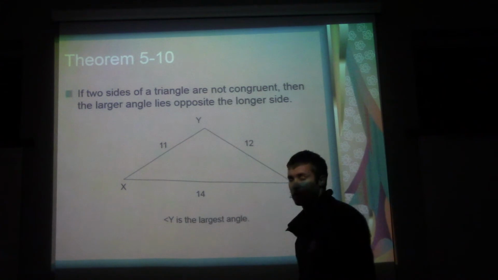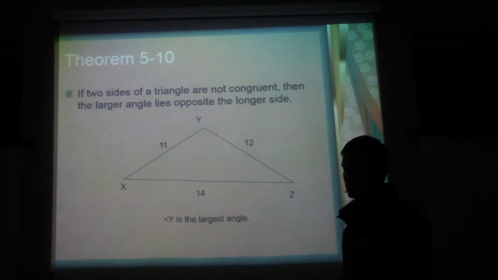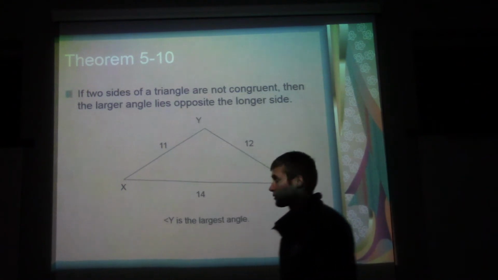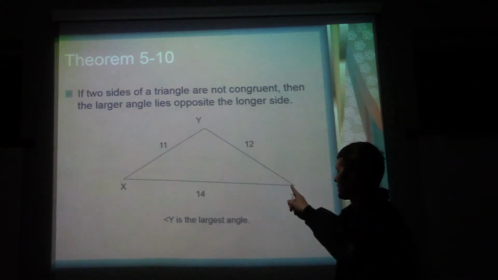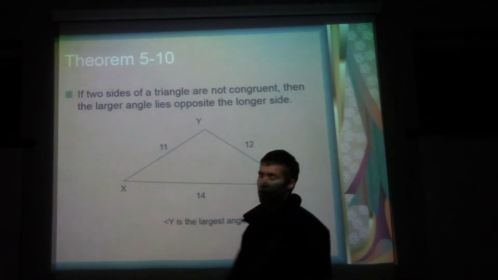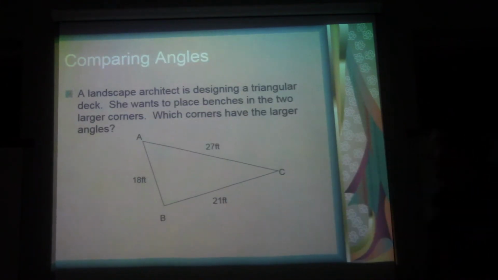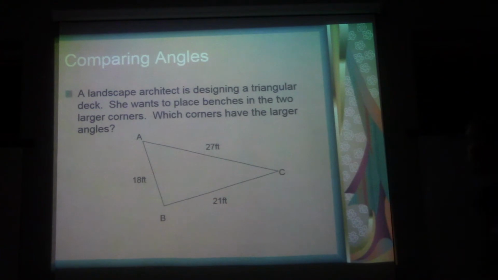12 is the next longest side. So angle X would be this next largest angle. So our smallest angle would be angle Z because the opposite side, 11, is the shortest side. So we looked at this right here and we said which corners have the larger angle.